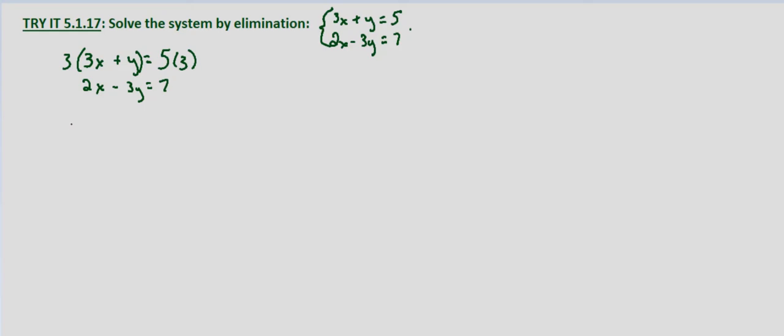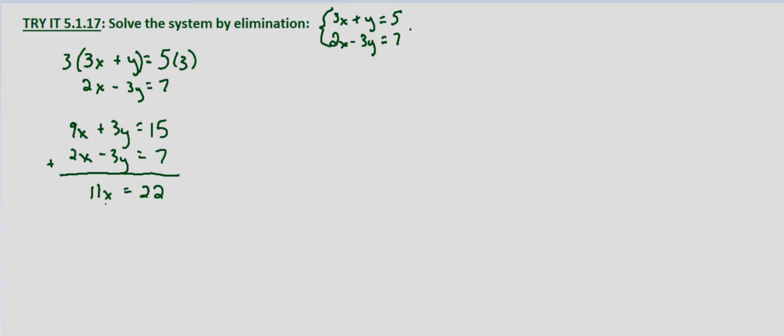system of equations. So we have 9x plus 3y equals 15. And we still have 2x minus 3y equals 7. Now we're going to add these equations since the first equation's coefficient on y is positive and the second equation's coefficient on y is negative. So 9 plus 2 is 11x. 3y plus negative 3y, or 3y minus 3y, is 0. And that equals 15 plus 7, which is 22.